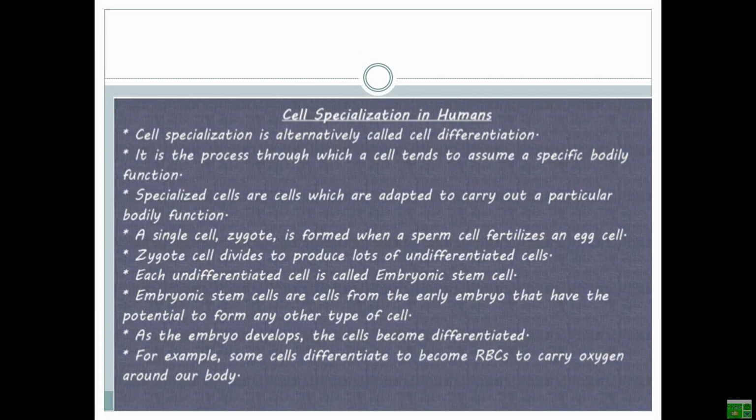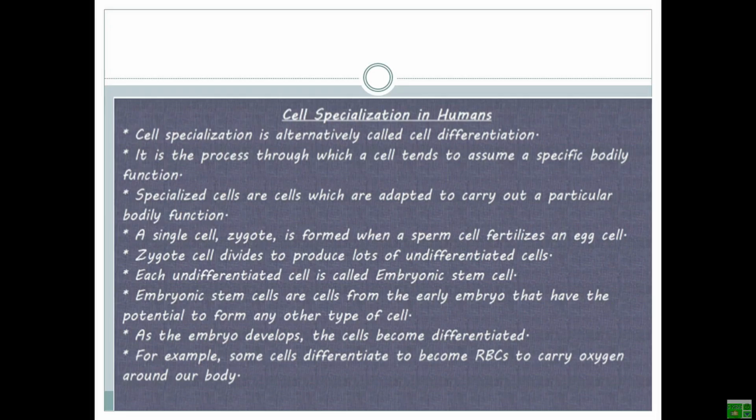Students, cell specialization is alternatively called cell differentiation. It is the process through which a cell comes to assume a specific bodily function. Specialized cells are cells which are adapted to carry out a particular bodily function. A single-cell zygote is formed when a sperm cell fertilizes an egg cell. A zygote cell divides to produce a lot of undifferentiated cells. Each undifferentiated cell is called an embryonic stem cell.